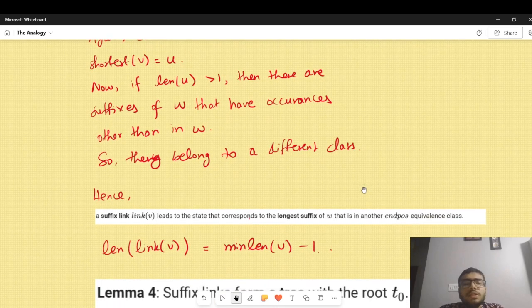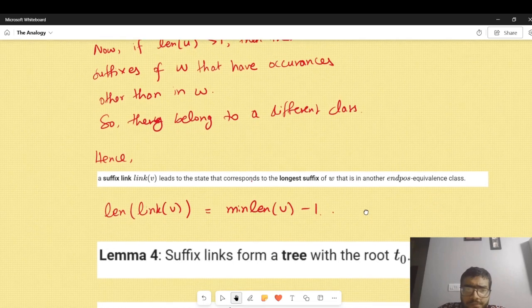So from this, you can directly say that the longest such suffix that is not in the class which you're saying can easily be extracted from the definition of u. U minus 1 character is in a different class, and hence the length of link of v is nothing but the length of u minus 1, or min len v minus 1.